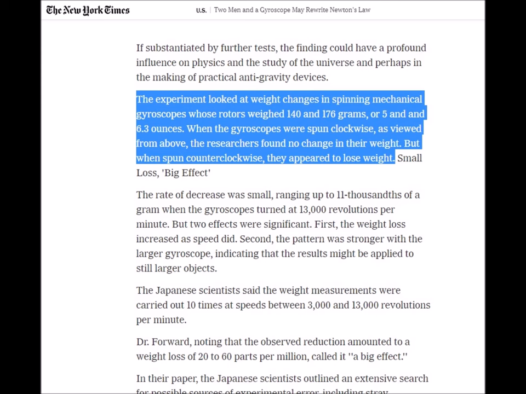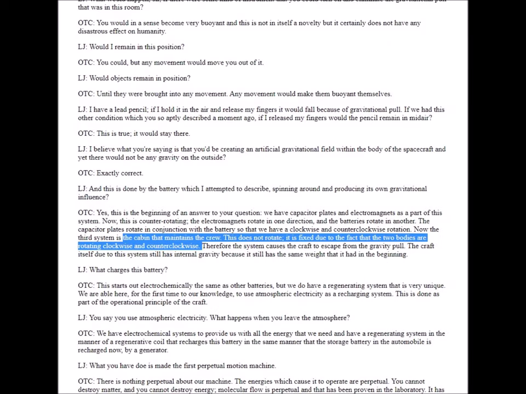Another interesting thing to note in comparison with Carr's saucer design is that the weight loss as mentioned in the Japanese experiment seems to have been polarized or directional, and that the effect only occurred when the gyroscopes rotated in the counterclockwise direction. This suggests that only one of the rotating discs in Carr's design actually provided the lift and propulsion, while the other disc only provided for the previously mentioned counterforce to neutralize the force on the craft's habitation cabin.